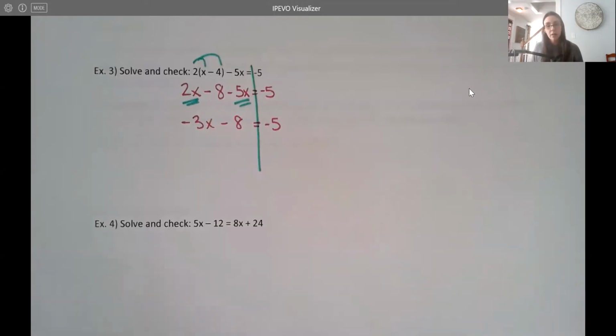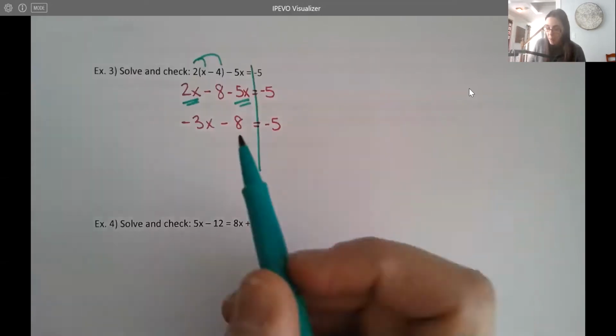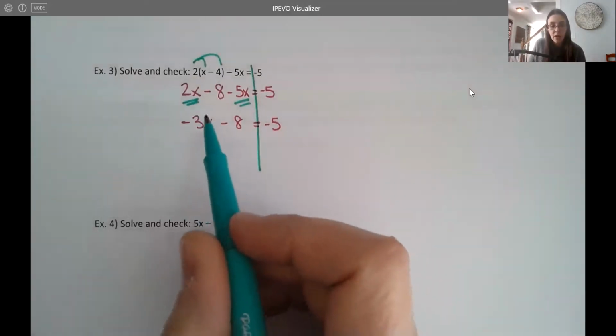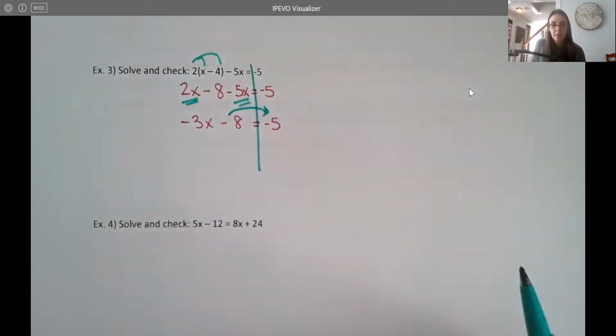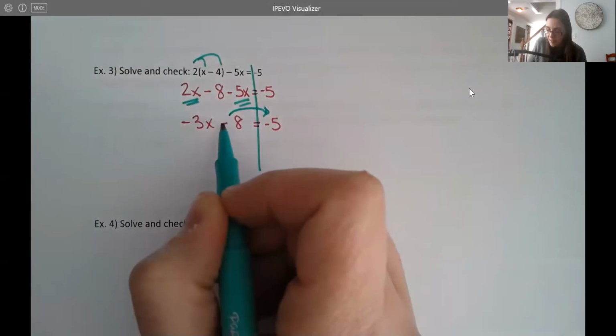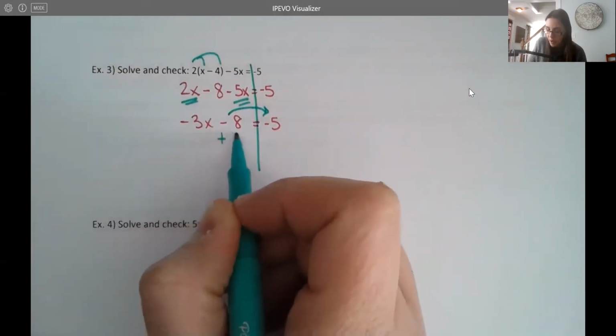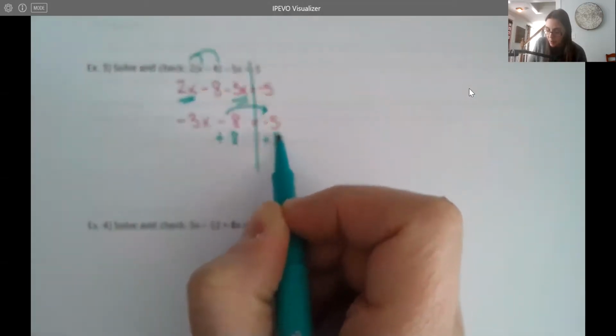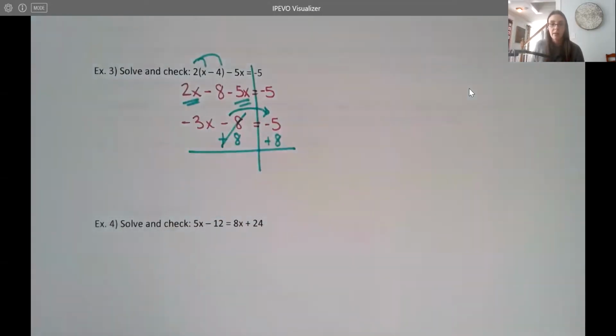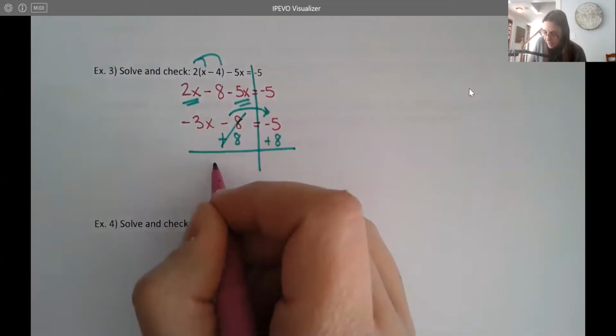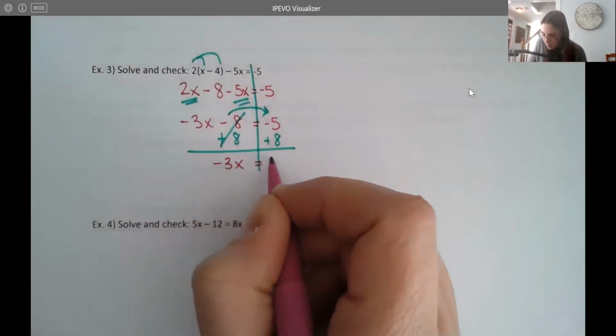Now I have more like terms that I want to get together, but they're on different sides of the equation. That's okay, I can fix it. So I want the x by itself. If my x is already on the left, leave it there and bring that 8 to the right. So if it's a negative here, I'm going to make it a positive 8 because that will allow me to cancel it on the left and move it to the right. So I have a negative 3x equals 3.